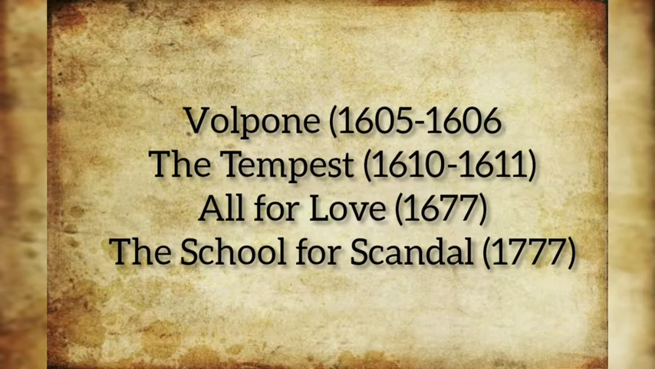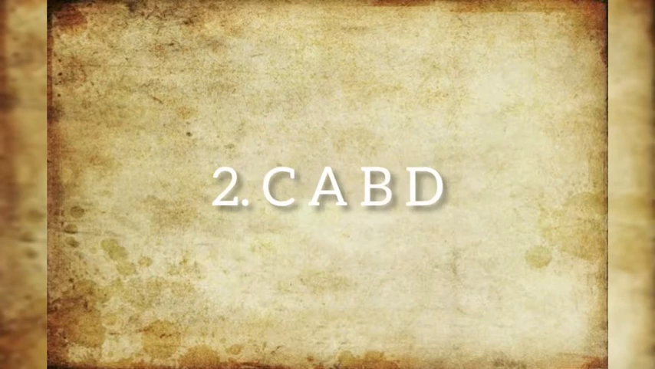So the chronological order goes like this: Volpone 1605 to 1606, The Tempest 1610 to 1611, All for Love 1677, The School for Scandal 1777. So the right answer to this question is option number 2, C, A, B, D.